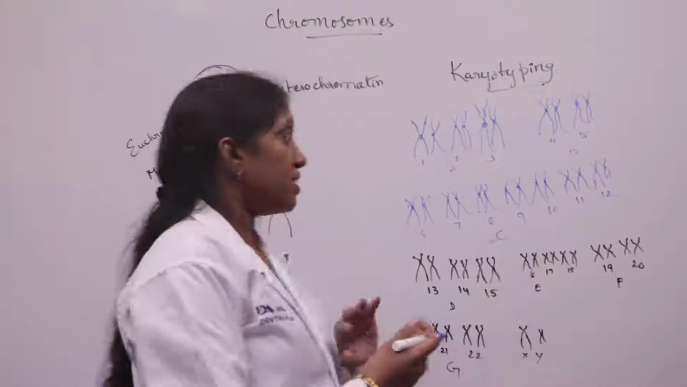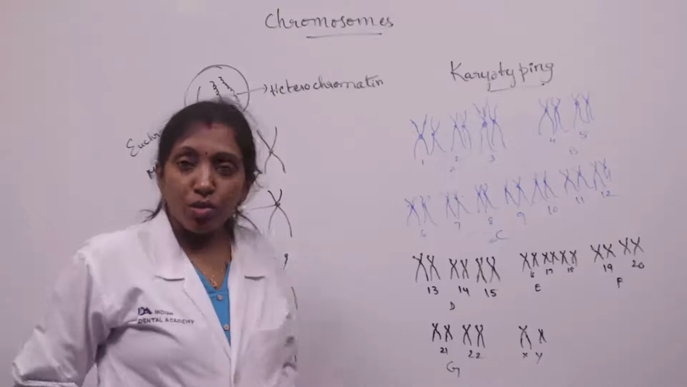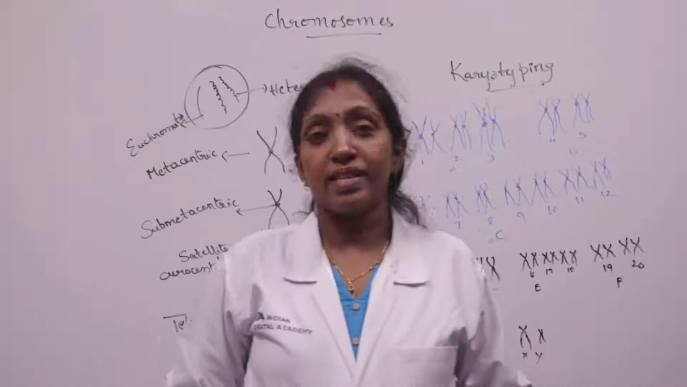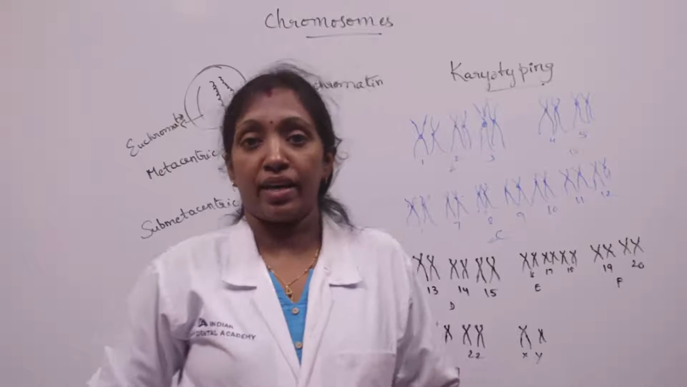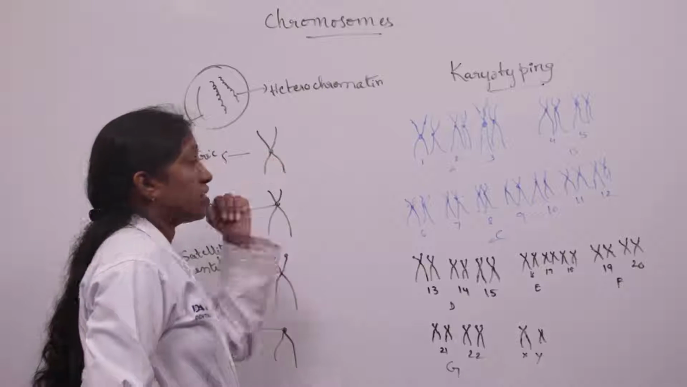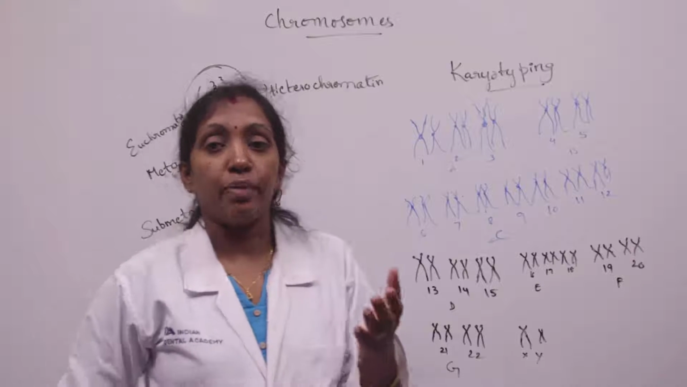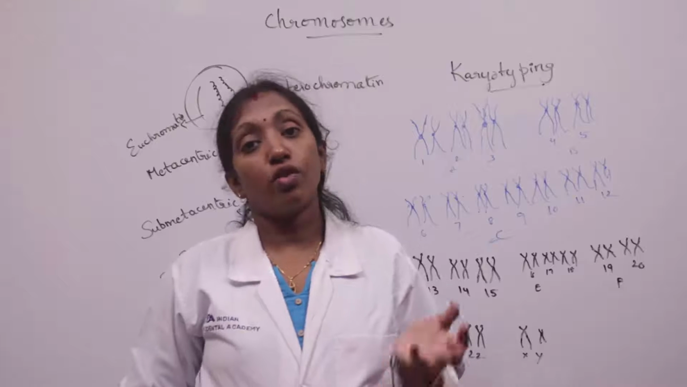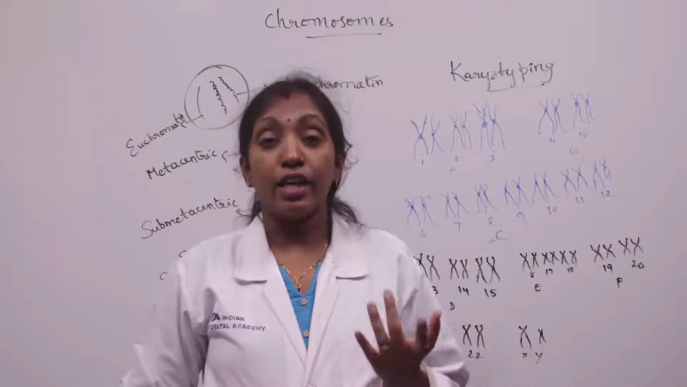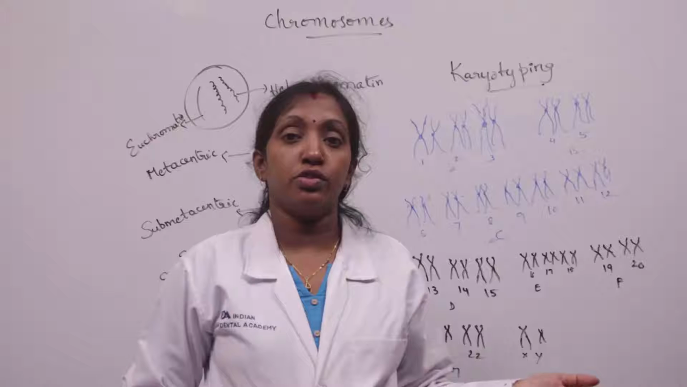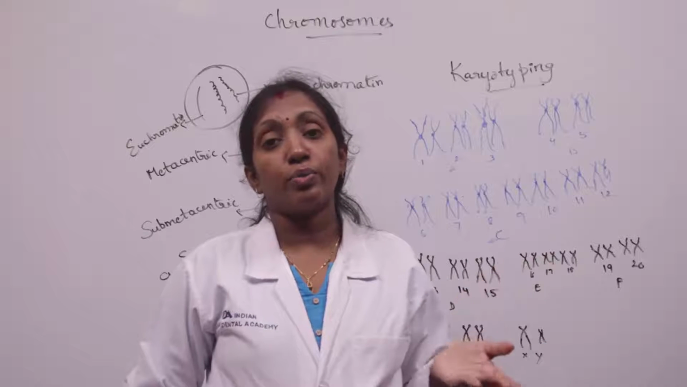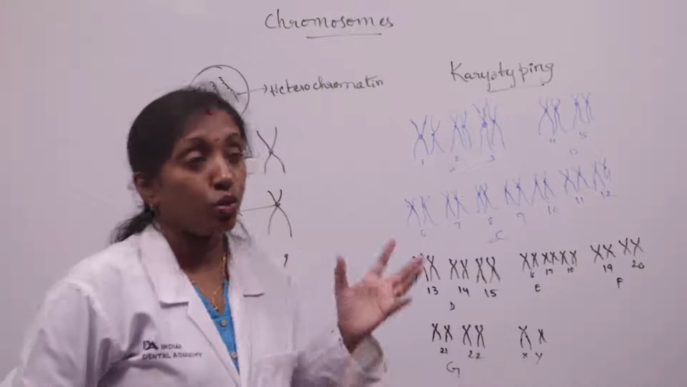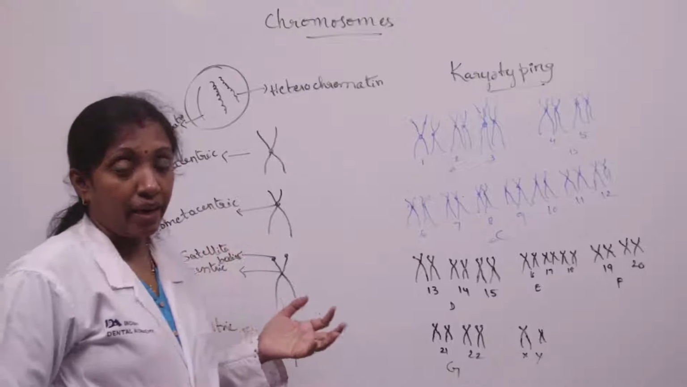So today we are discussing chromosomes. Chromosomes are the thread-like structures present inside the nuclear membrane. These chromosomes consist of DNA, RNA and histone proteins as well as non-histone proteins, nothing but acidic proteins.